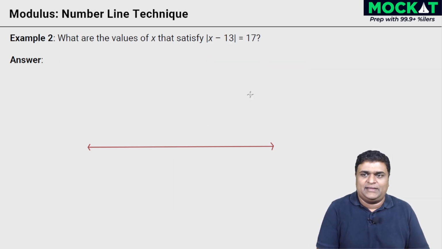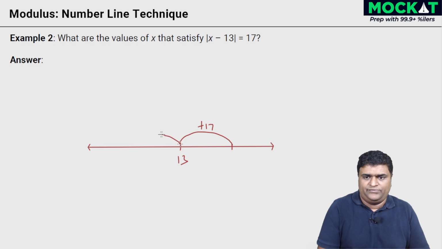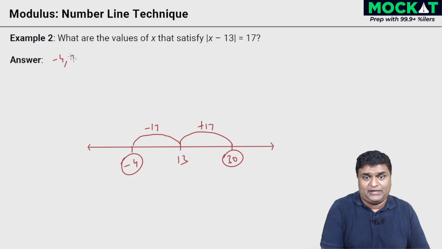Now let's quickly take another one. I'm not going to write this down, but what are you supposed to interpret it as? Distance between x and 13. So put a 13 here. Distance between x and 13 is 17. You can move 17 units to the right, or you can move 17 units to the left. 13 plus 17 is 30, and 13 minus 17 is minus 4. That's it. The two values are minus 4 and 30.